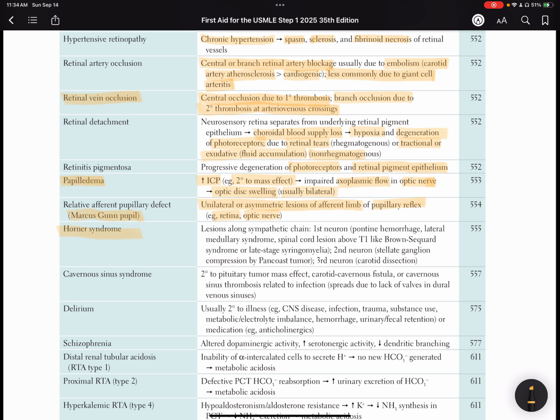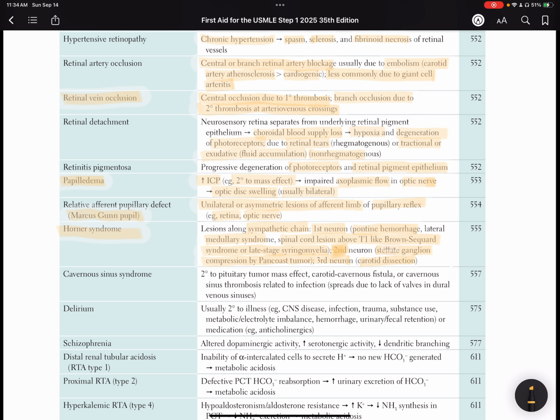Horner syndrome is caused by a lesion along the sympathetic chain. First neuron is in pontine hemorrhage, lateral medullary syndrome, or spinal cord lesion above T1 like Brown-Sequard syndrome or late stage syringomyelia. Second neuron is seen in stellate ganglion compression by Pancoast tumor. Third neuron, carotid dissection.